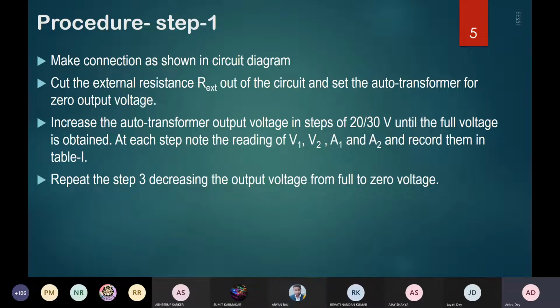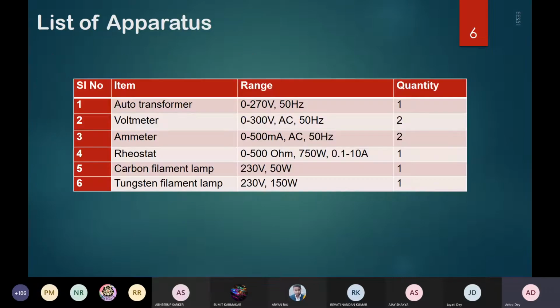Okay, so we have a procedure. I am not going through it because it will be demonstrated through the recording, and then these are the list of the apparatus and rating.